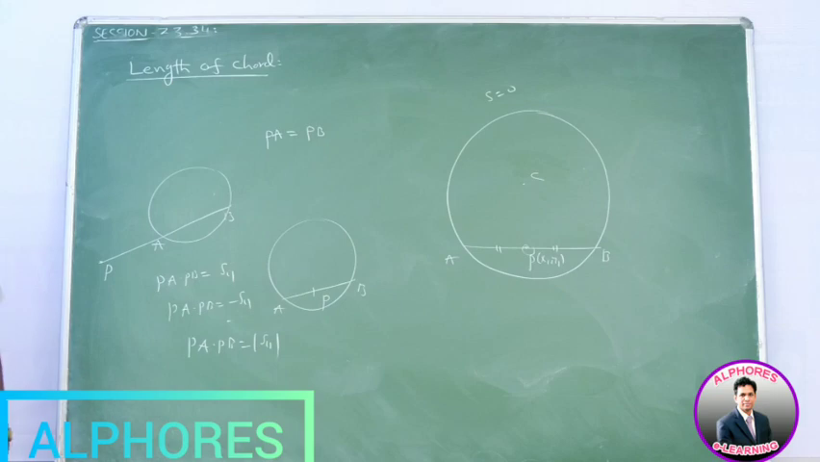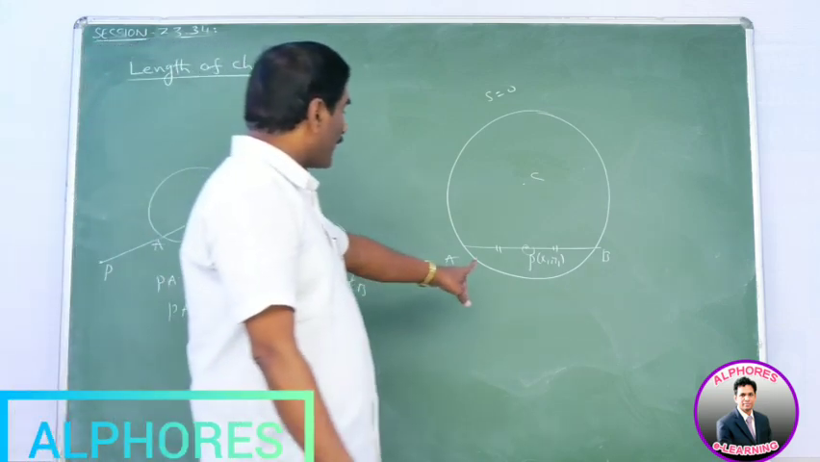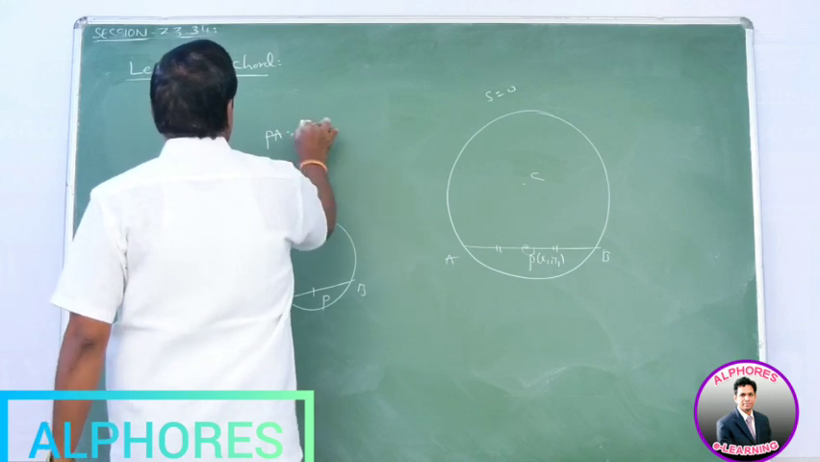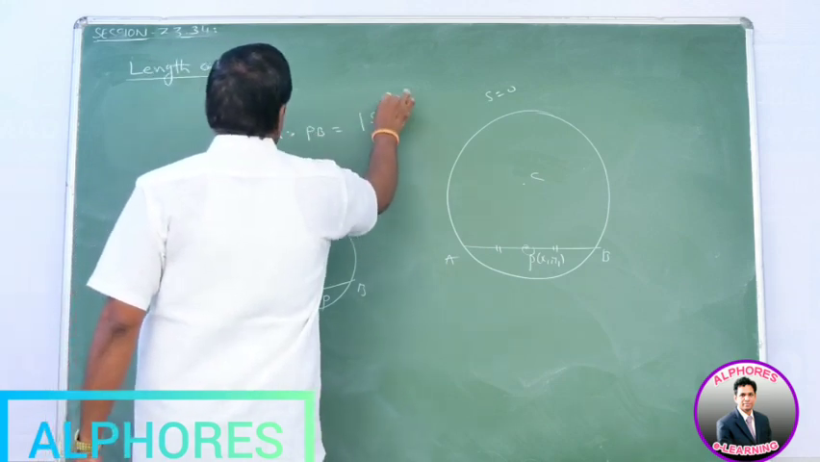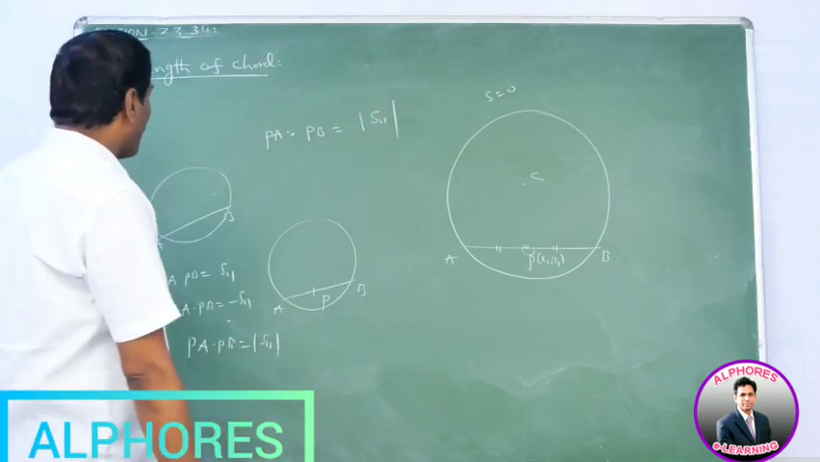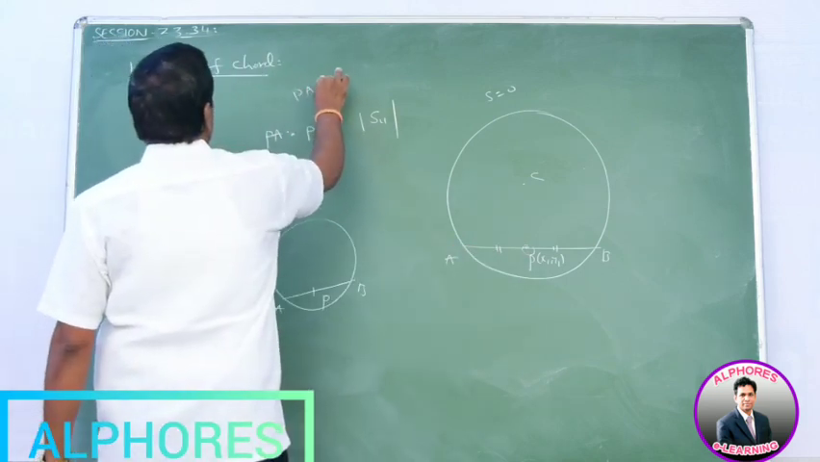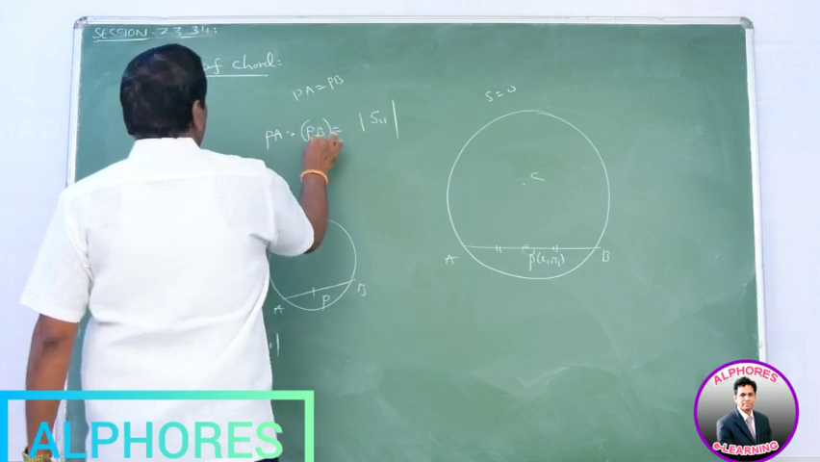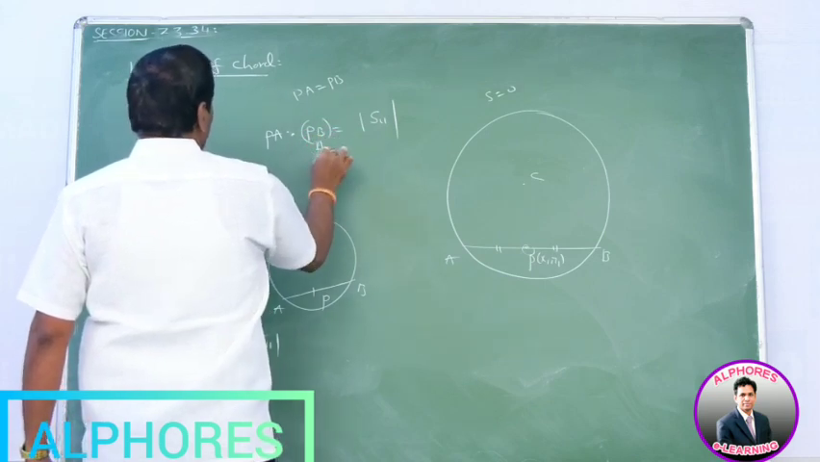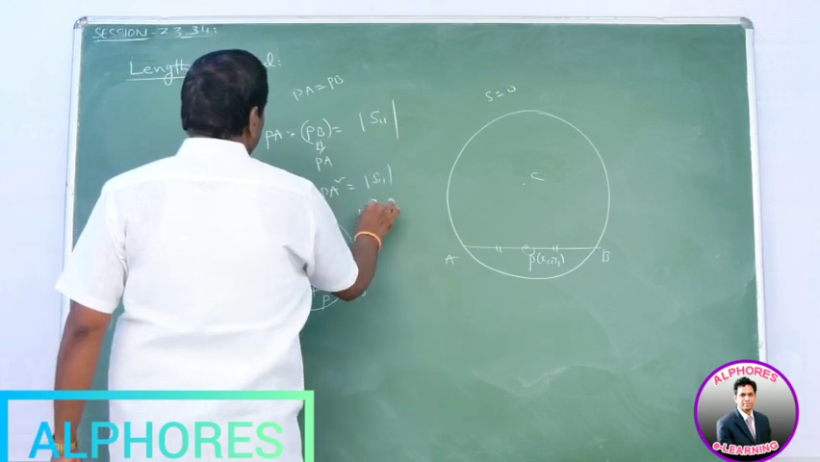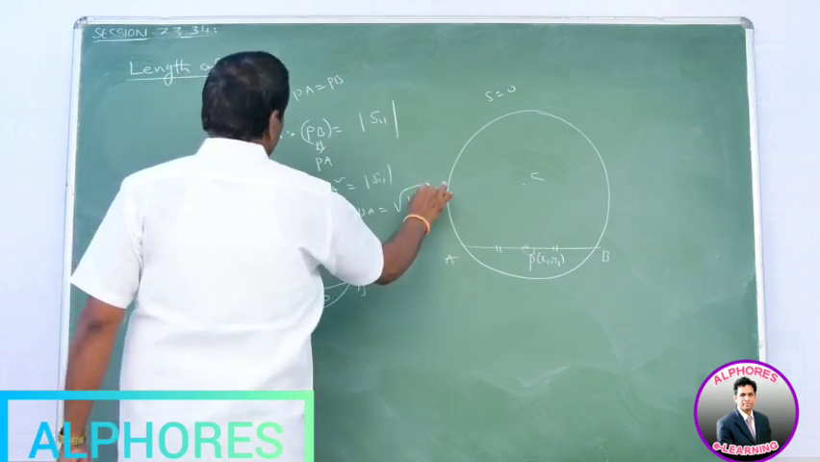Here, the line passing through P meets the circle at A, B. So PA into PB is definitely equal to mod S11. But here, P is the midpoint of AB, so PA is equal to PB. That means PB can be replaced as PA. PA into PA, that is PA square, is equal to mod S11. PA is equal to root mod S11.